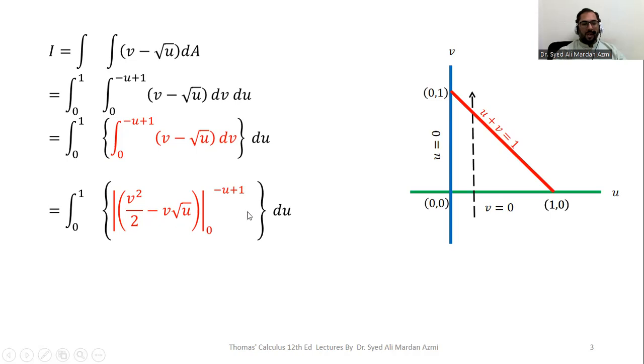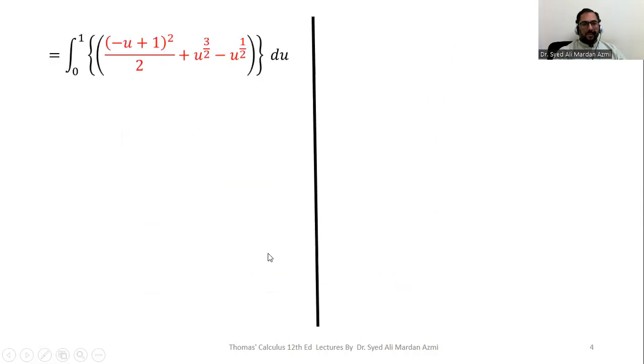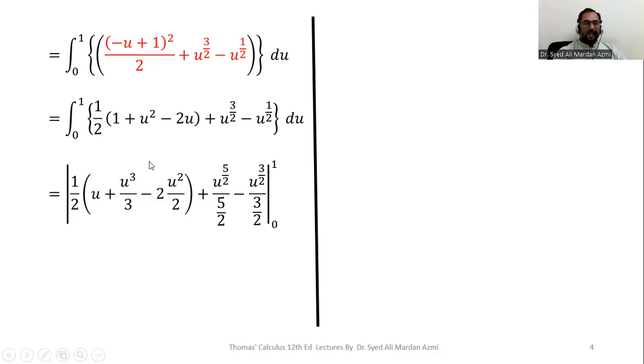In the next step, we will apply fundamental theorem of calculus to evaluate the limits, upper limit minus lower limit. In the upper limit, we have replaced v with minus u plus 1 and in the lower limit v with 0. After simplification, we get these values. Opening the square in the first term, we get these values. In the next step, we will perform the integration.